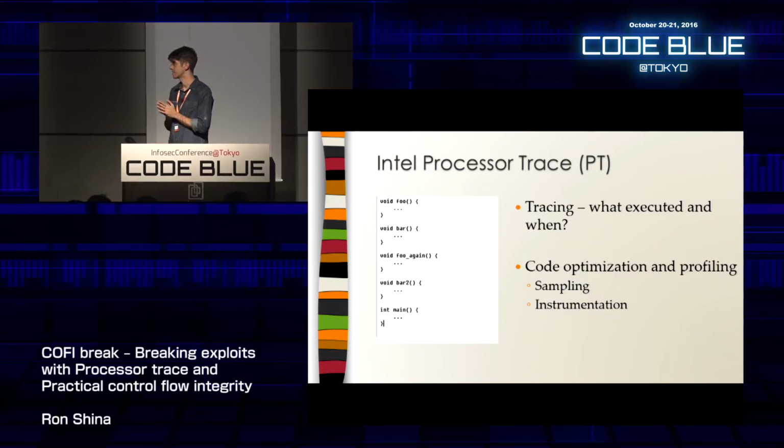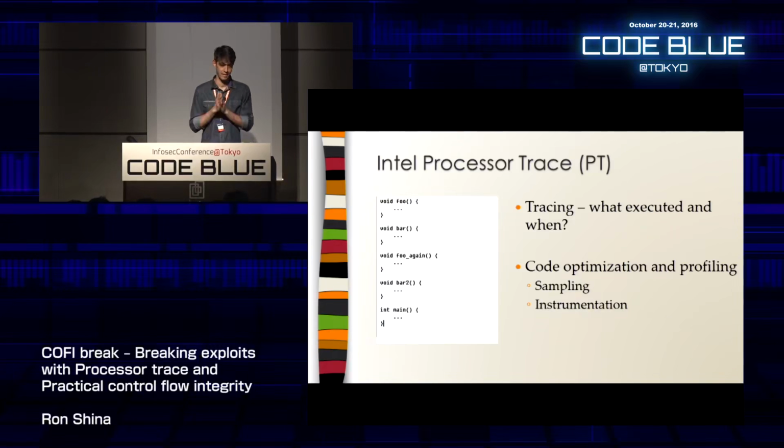And most of the time today, it's done either by sampling. That would mean firing off many interrupts and then just looking at where the code currently is. Or another solution would be using instrumentation, which means changing the code and, say, adding timestamp checks.